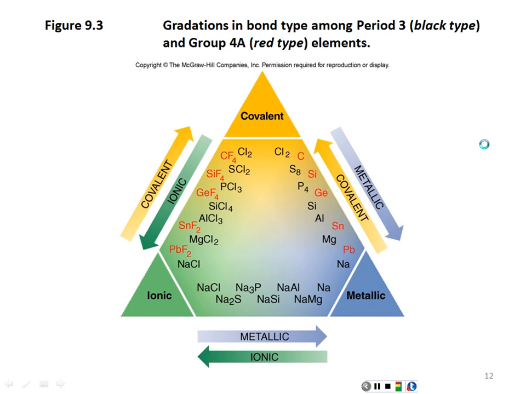Figure 9.3 is in your book. This is an interesting figure if you want to look at the periodic trends. It shows the third row in black type, and then column 4A in the red type. And you can see as you move across a period or up or down a row how the bonding changes. And this is probably a little bit more confusing than just looking back at last time, chapter 8, the periodic table and the trends with metallic behavior.